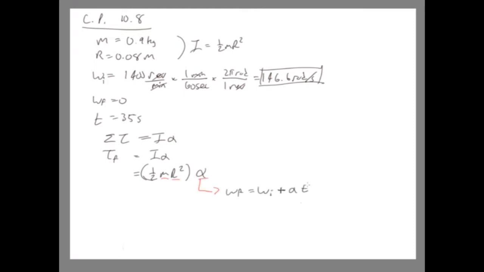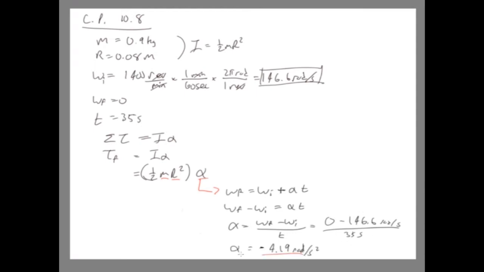Now we need to find alpha, so we will use our kinematic master equations. Since we know omega initial, omega final, and t, we can find alpha, just rearranging, subtracting omega initial from both sides, and then we'll divide both sides by t. This gives us 0 minus 146.6 radians per second over 35 seconds. The total then is negative 4.19 radians per second squared.